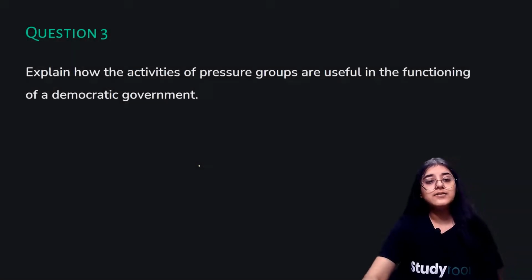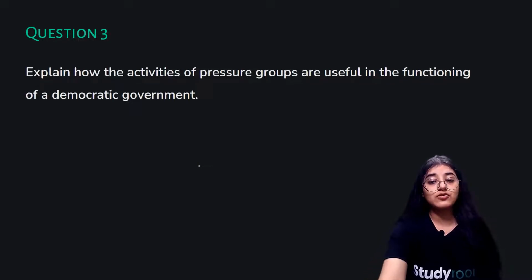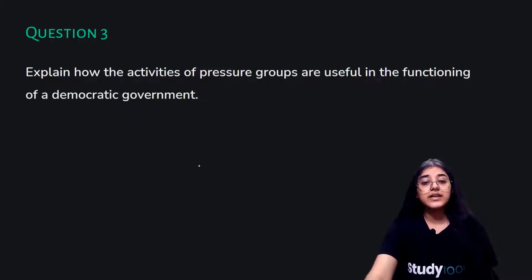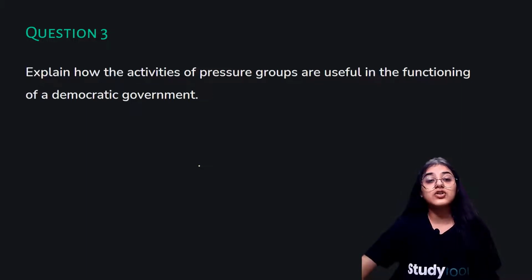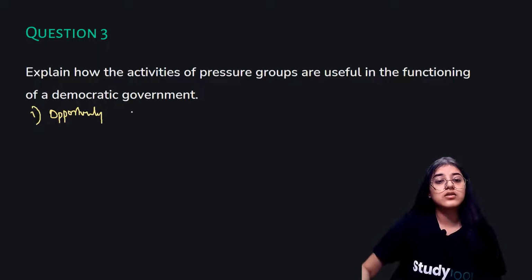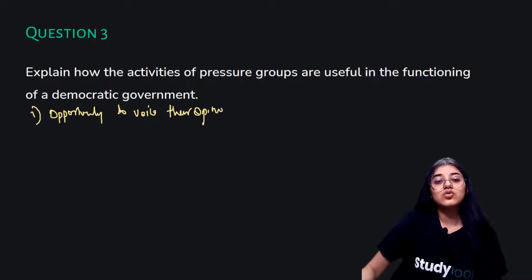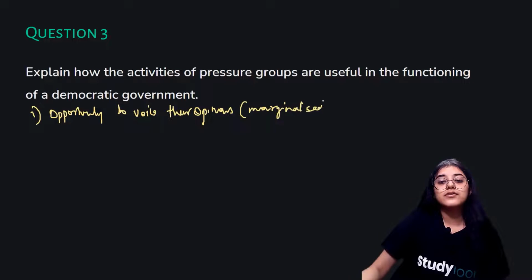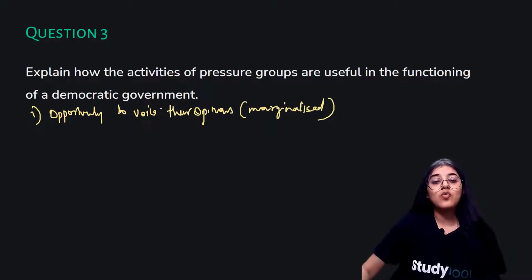Okay, then number three: explain how the activities of pressure groups are useful in the functioning of democratic government. If we talk about the activities of these pressure groups, they are very important in the functioning of a democratic government, as they provide an opportunity to marginalized people to voice their opinions. It gives opportunity to the marginalized people to voice their opinions.